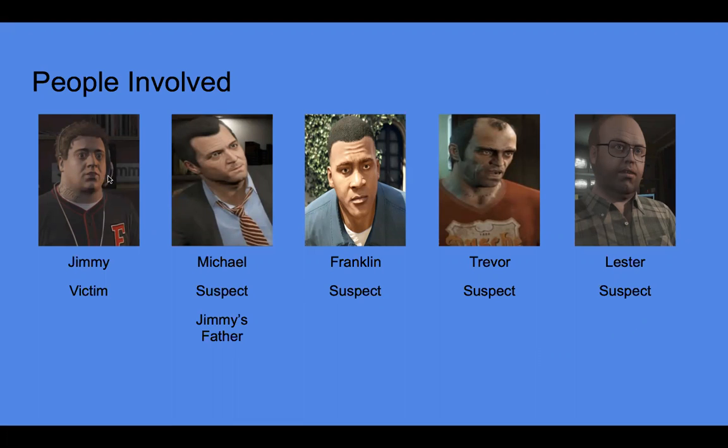Jimmy has curly hair and a straight piece of hair has been found in his car and is being used as evidence to find the culprit. The 4 suspects in this case are Franklin, Trevor, Lester, and Michael, who also happens to be Jimmy's biological father.